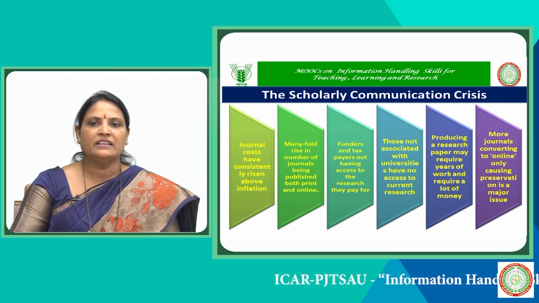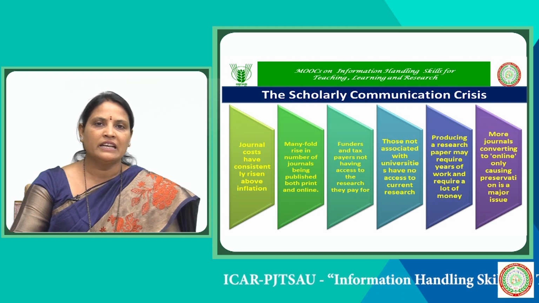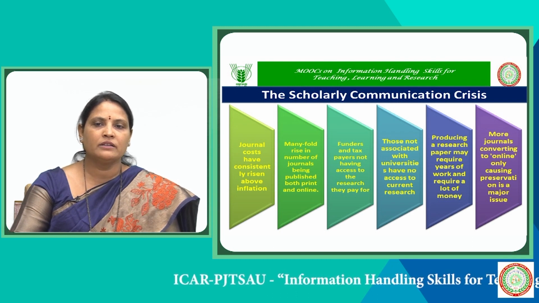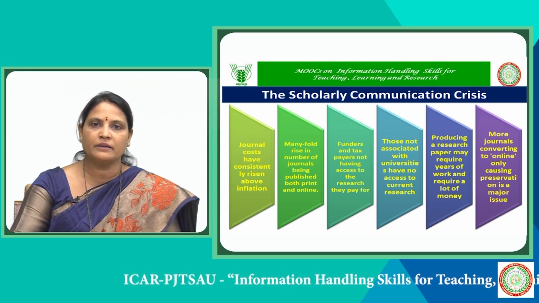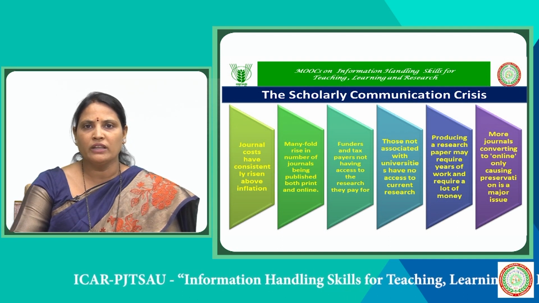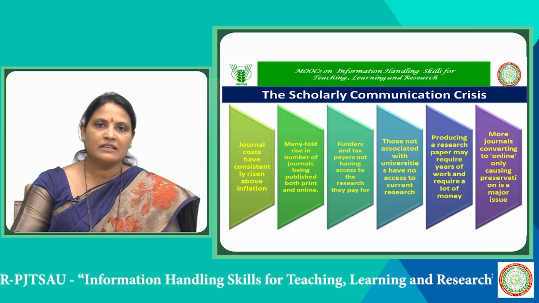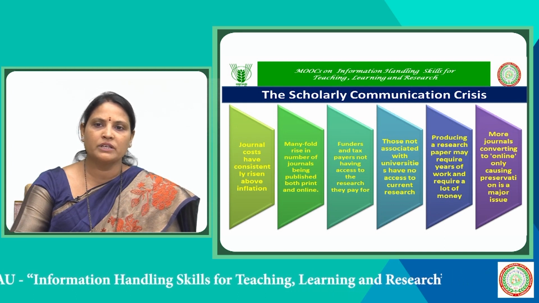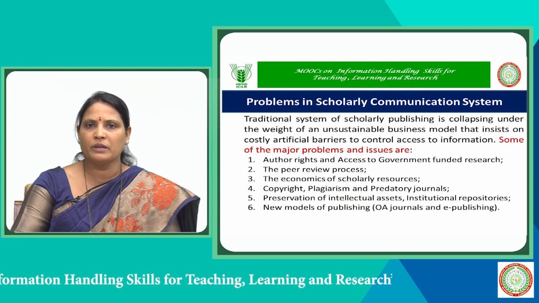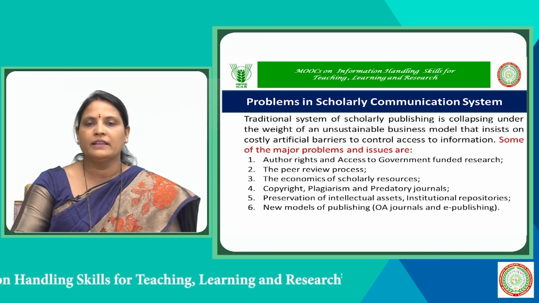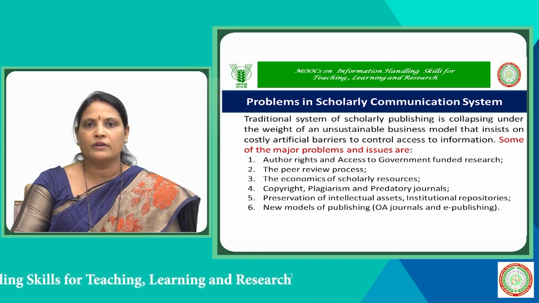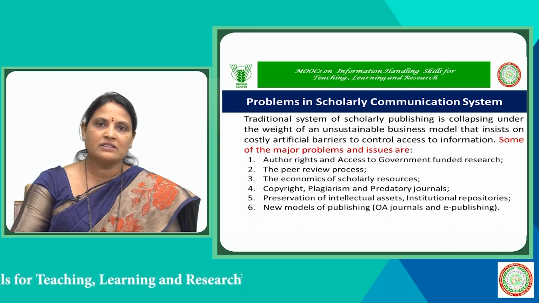Then the next crisis is that print journals are generally being provided in online format because of preservation. So these may be the crises or problems with scholarly communication. Some of the problems have also been identified, and these may be the major problems for the flow of information. First is author rights and access to government funded research.